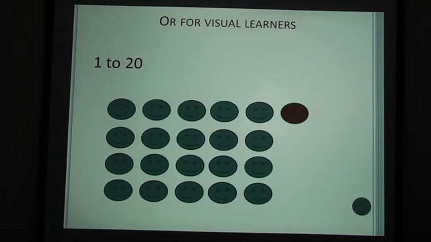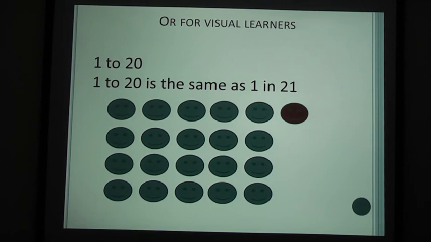That's the difference. So 1 to 20 is therefore the same as 1 in 21. The total number of parts is now 21. One of those is a concentrate. So that's the difference between in and to.